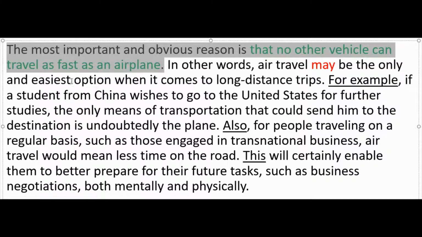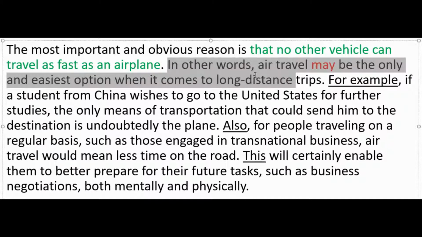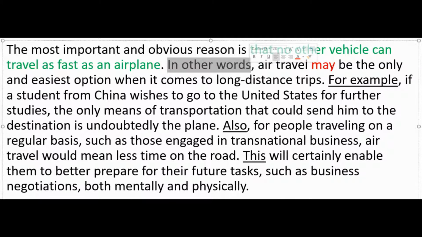I made some of this green because really, we could just replace all of this with one word, speed. So the most important, obvious reason is speed. And then this, in other words. Do we really need this phrase? So instead of saying that, air travel, now here they used "may," which kind of makes it sound like you're not sure of your argument. So why not just say air travel is the only and easiest option when it comes to long distance trips. So you can omit this. It's already very lengthy. And let's get rid of the modal.